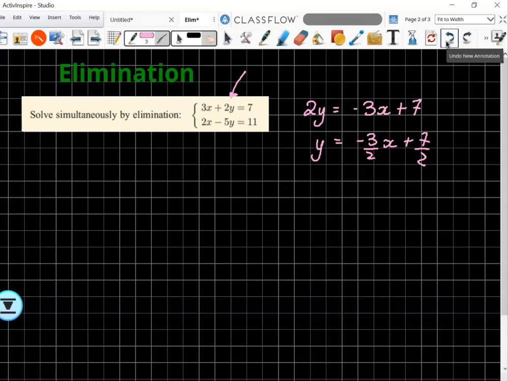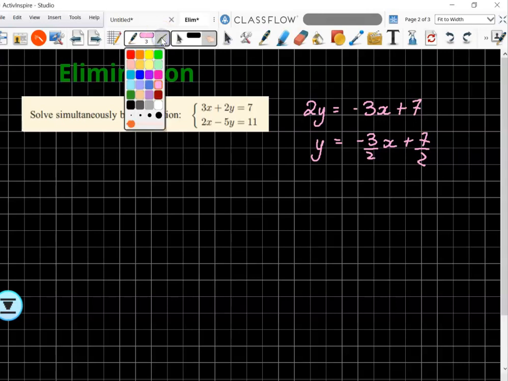Okay, what does eliminate mean? Get rid of, and that's exactly what we want to do. We want to get rid of either the x or the y, and in order to do that, so you can eliminate and choose to get rid of either the x's or the y's, but to do that, they've got to have the same coefficient, so the same number in front.